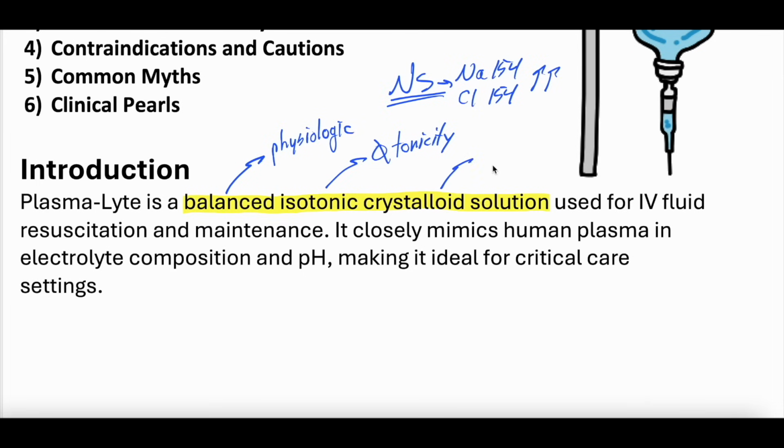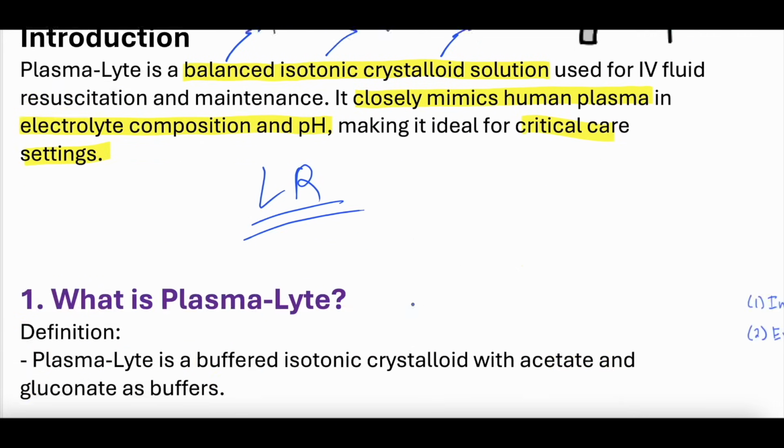And then it is a crystalloid. This is in comparison to a colloid. We actually did a video on crystalloid versus colloids as well, so check that out, linked in that playlist. It is used for IV fluid resuscitation and maintenance, and it closely mimics human plasma in electrolyte composition and pH, right? So it's balanced, making it ideal for critical care settings. A little less common than the other balanced crystalloid, which is lactated ringers, although PlasmaLyte obviously is definitely out there.